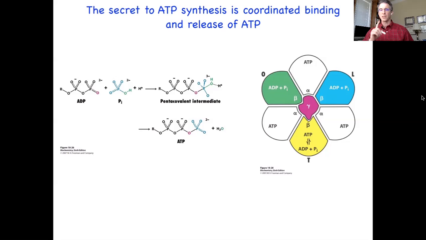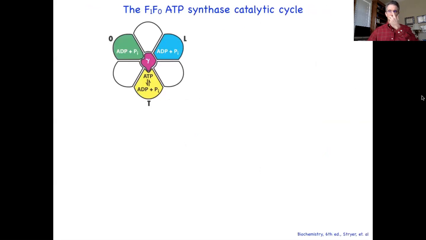That's what switches the conformation of the beta subunits between just binding ADP, making ATP, and then letting go again. So this is the basic idea of the binding change mechanism. Here we're looking down end on one of the F0 units, and there's the gamma stalk in the middle. Let's say we've got the green subunit over here.